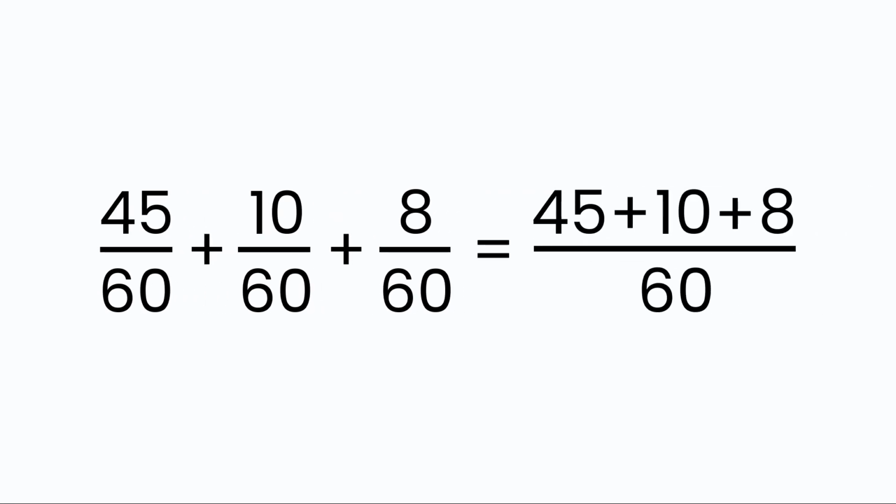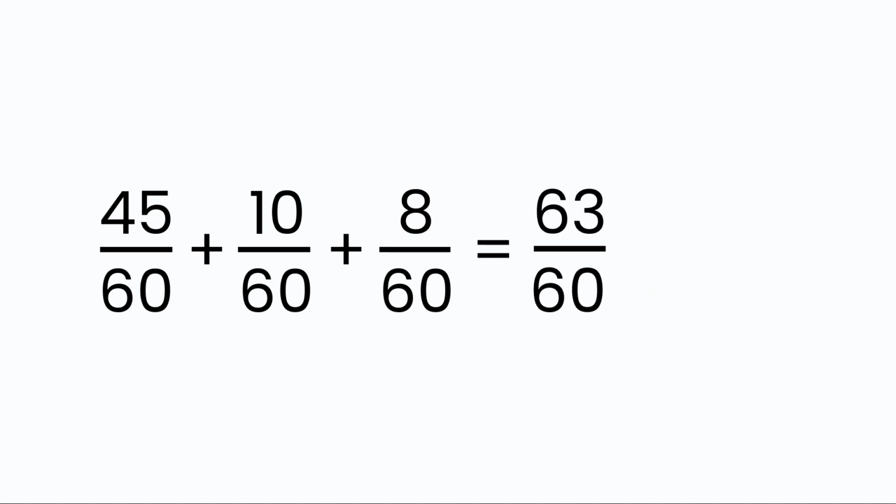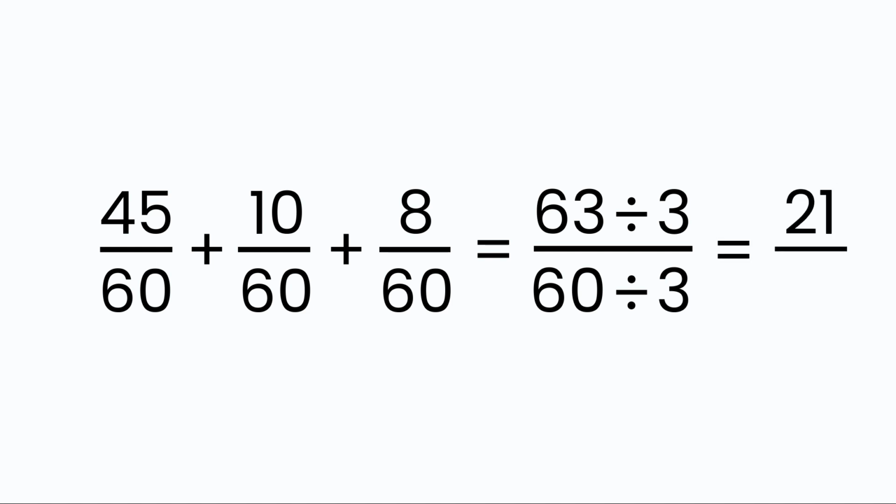45 plus 10 equals 55. 55 plus 8 equals 63. The answer is 63/60. Both 63 and 60 are divisible by 3, because the sums of the digits in each number are divisible by 3. 63 divided by 3 is 21, and 60 divided by 3 is 20. The final answer is 21/20.